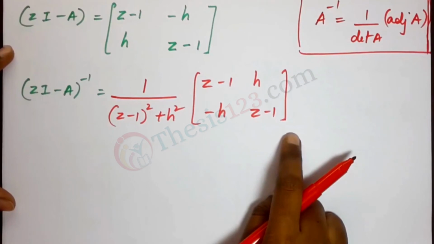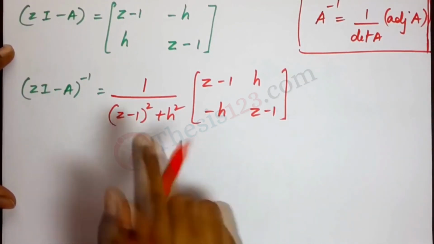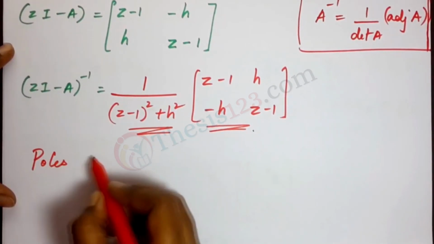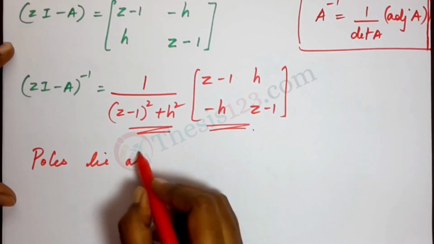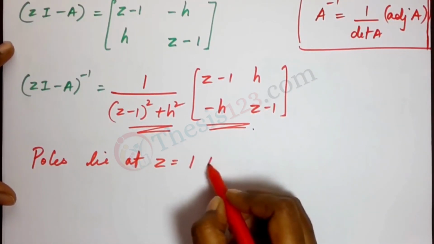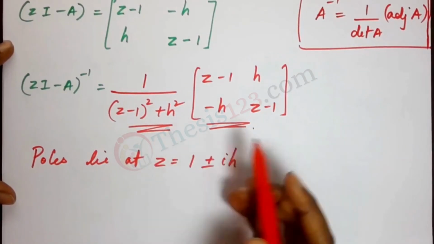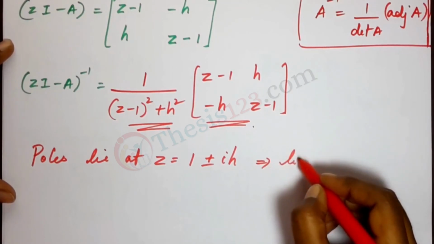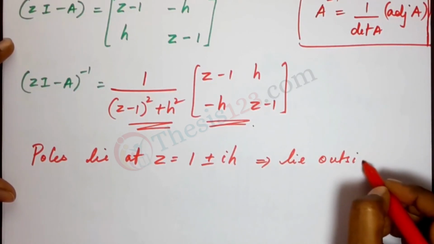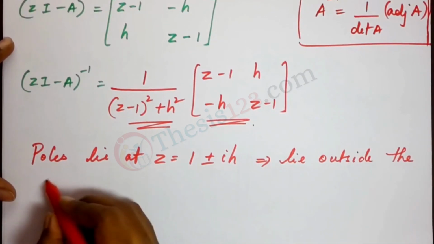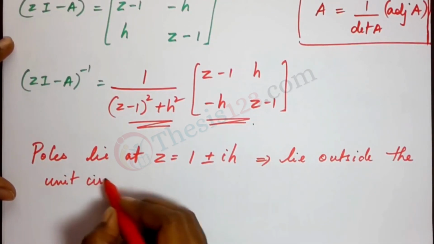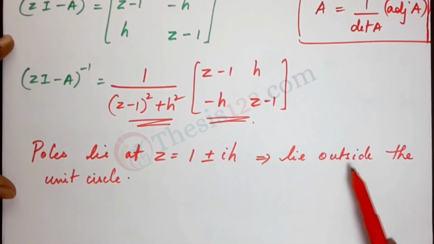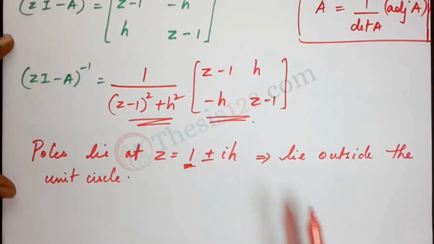Now if we observe this, we look at the determinant and the matrix here. The poles lie at z equal to 1 plus or minus ih. So 1 plus or minus ih indicates that the poles lie outside the unit circle. It is 1 plus or minus ih, right? So it lies outside the unit circle of 1.